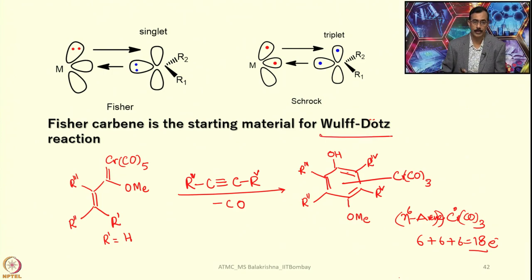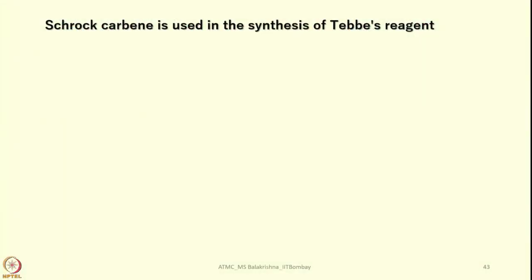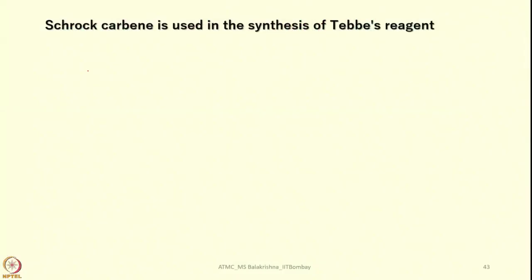So, Schrock carbene is used in the synthesis of the very important Tebbe reagent. So, what is Tebbe reagent and how is it formed? Let me write that to make you familiar with the Tebbe reaction and also the Tebbe reagent. We are considering here Cp2. So, this one later I am going to write in this fashion, it is understood that it is eta 5 here. For simplicity, I will be writing this entire moiety as Cp2Ti.